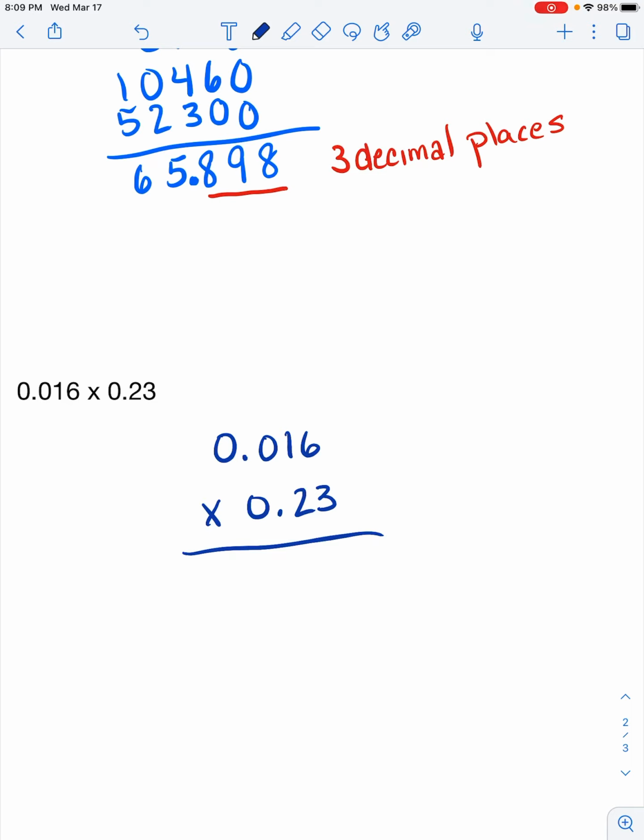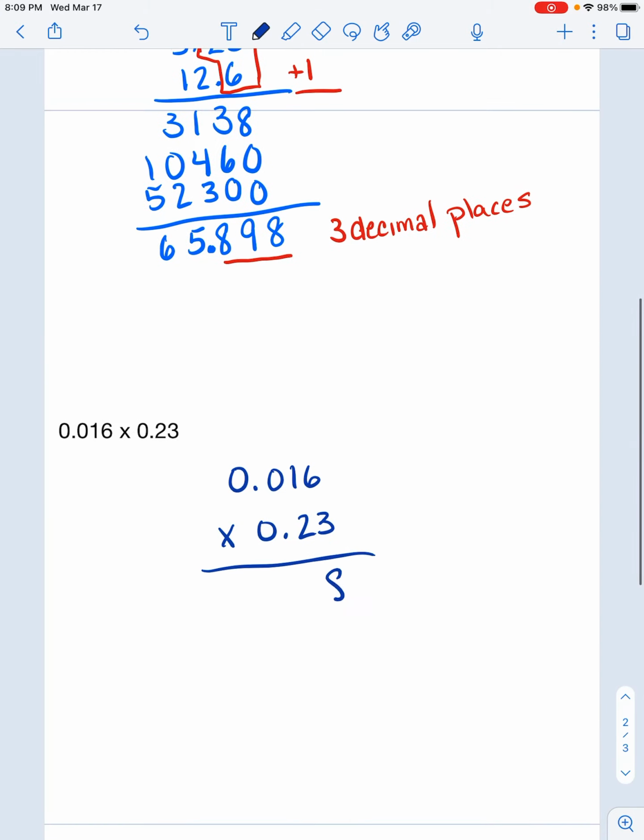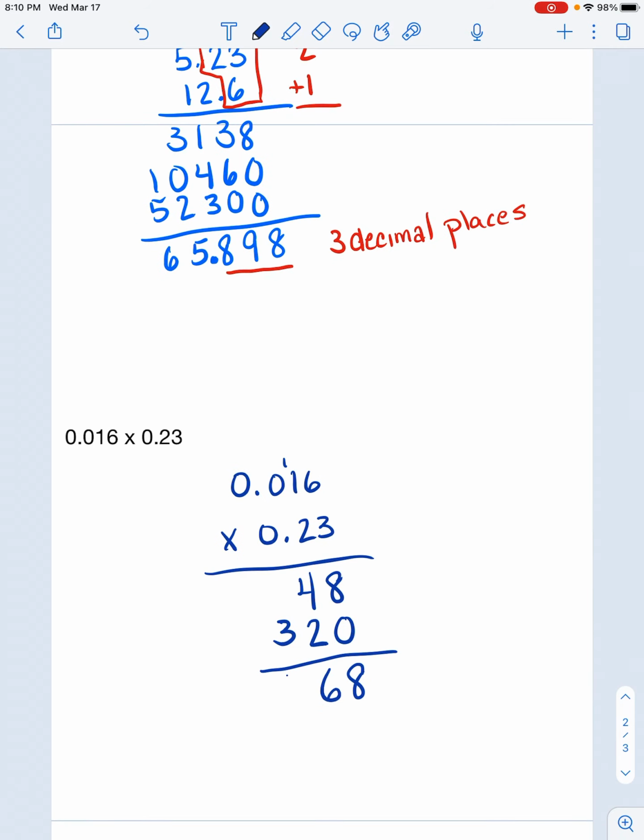So let's ignore the decimal point. We're not going to estimate because it's really hard to estimate with such small numbers. We're just going to multiply as if those decimal points did not exist. So 3 times 6 is 18. And 3 times 1 is 3, and 1 is 4. Okay, hold the place with the 0. 2 times 6 is 12. And 2 times 1 is 2. And that would be 3. Okay, so now let's add this up. 8. And 4 plus 2 is 6. And 3.